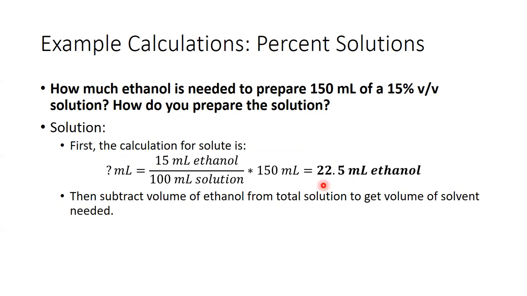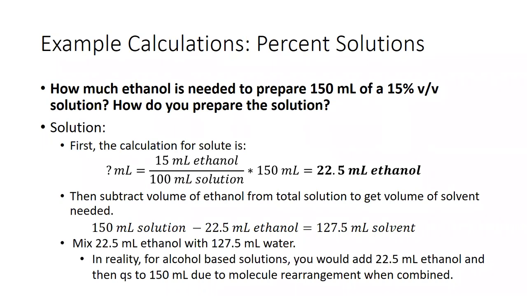And then you need to subtract out this volume of ethanol for how much solvent you need to add, because we have to take into account that this is a contributing member of the total solution volume. So we have 150 mLs of solution minus the 22.5 mLs of ethanol. So we need to add about 127.5 milliliters of solvent.